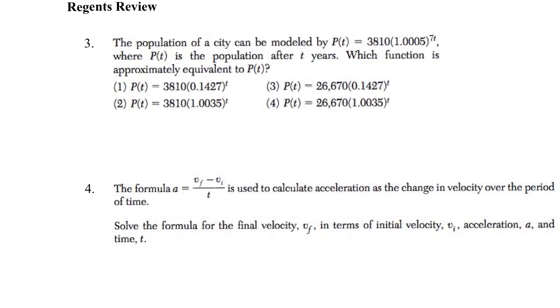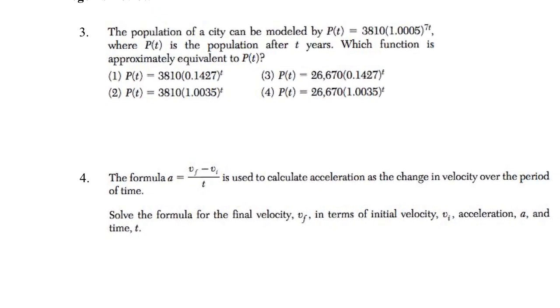All right. We've got our Regents review problems. The population of a city can be modeled by this crazy looking formula right here, but I do notice that it's exponential. I've got a rate of growth, and then I've got some kind of time thing going on over here, where P of t is the population after t years. Which function is approximately equivalent to P of t? And then I have all these choices.